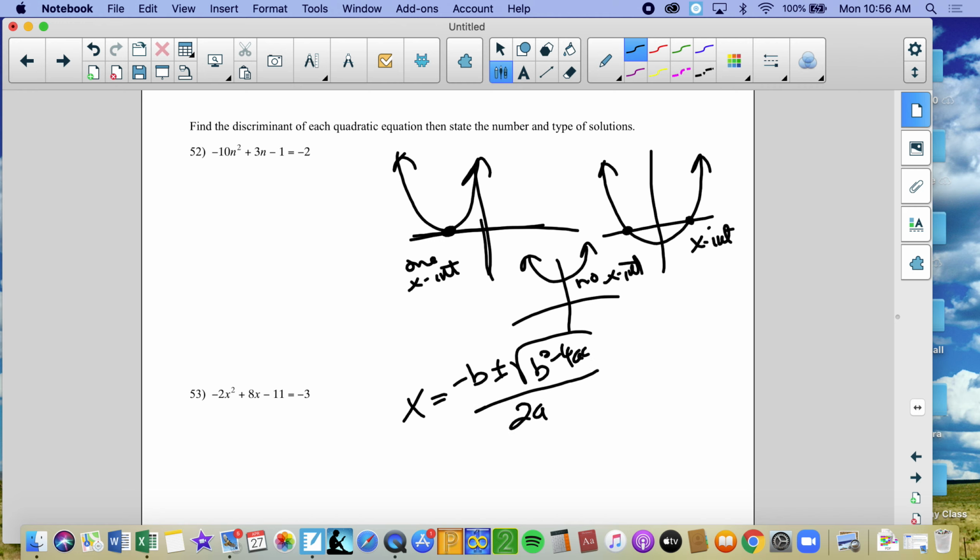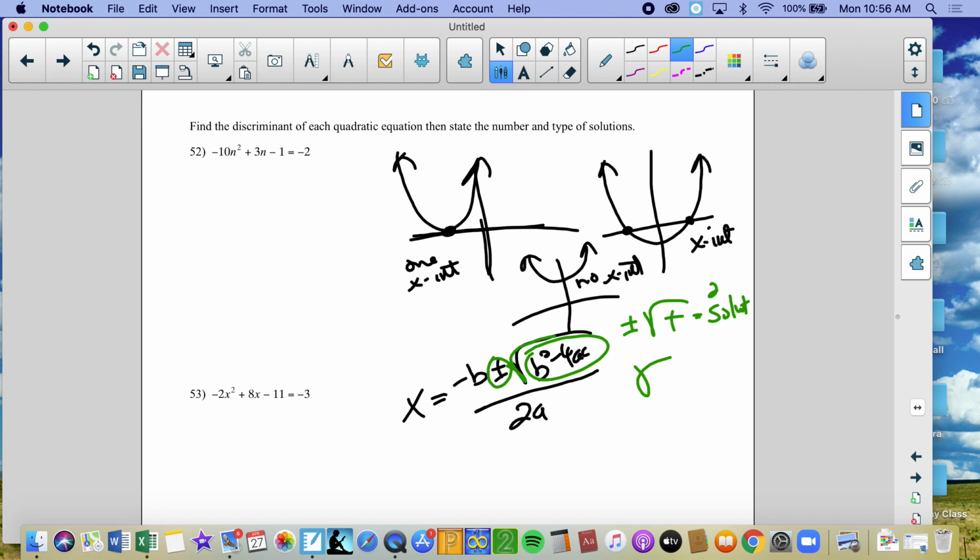And what determines it is this piece right here, because we're taking the square root of this. If we take a square root, and this b squared minus 4ac is positive, then we can find 2 solutions. Because remember, it's going to be plus or minus. So you get 2 solutions.